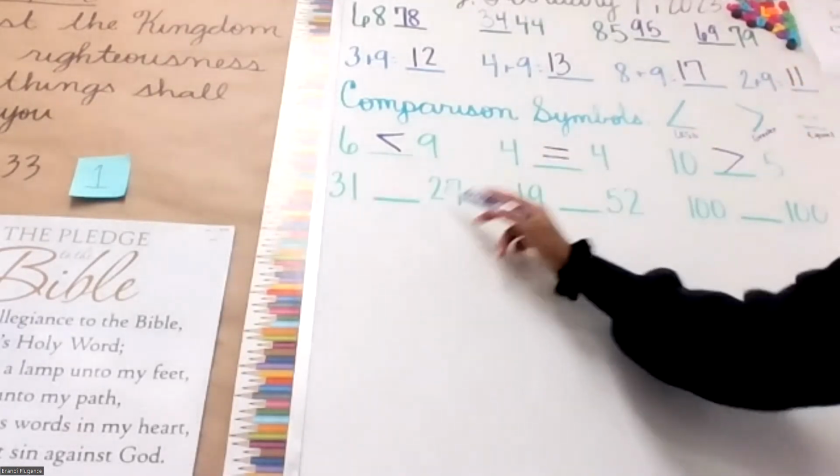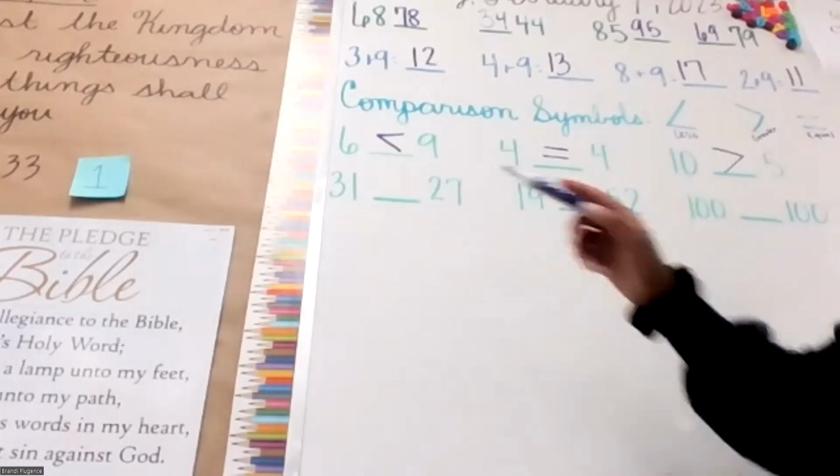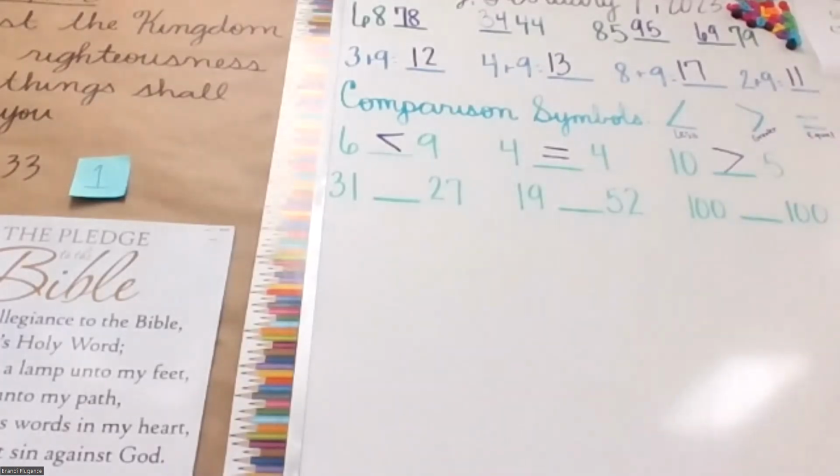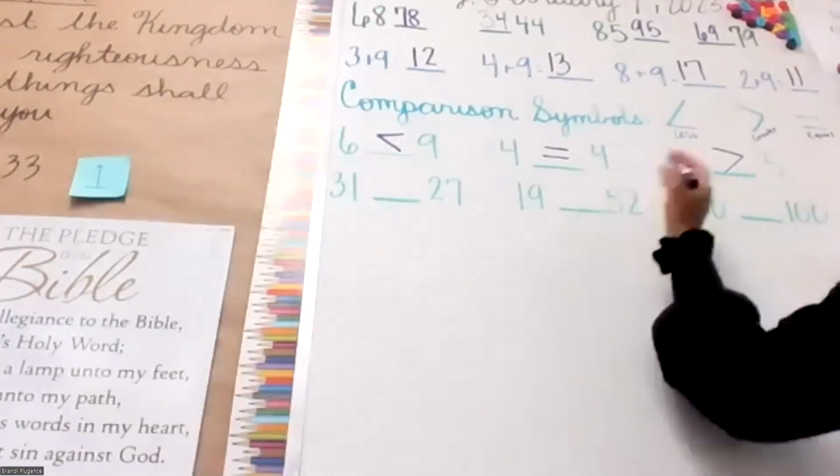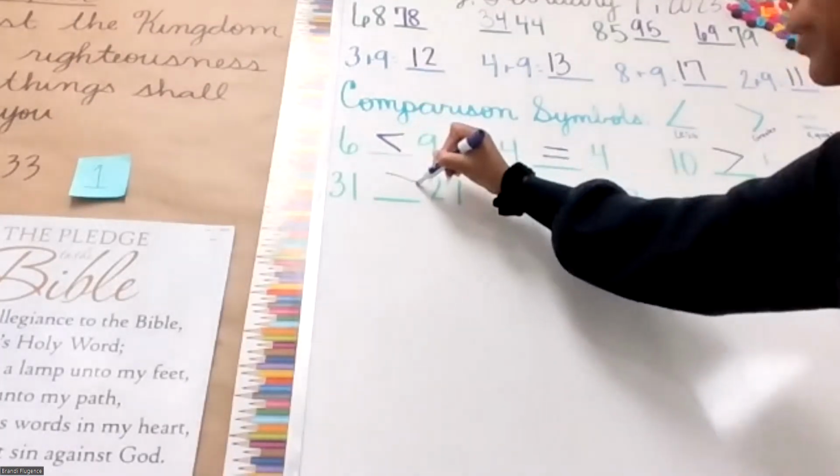So we put the greater. 10 is greater than 5. 31. Is it less than, greater than, or equal to 27? Greater. So we put the greater symbol. Greater points to the right.